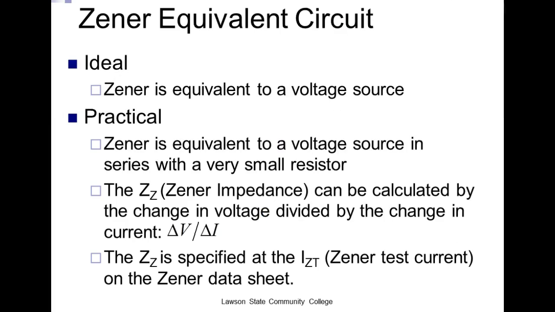Zener is basically not a voltage source, but we're going to treat it like a voltage source. We've got to have unregulated DC. We're going to bring that into a Zener circuit, but our loads are going to be connected in parallel with the Zener. They're not going to be connected in parallel with the source anymore.